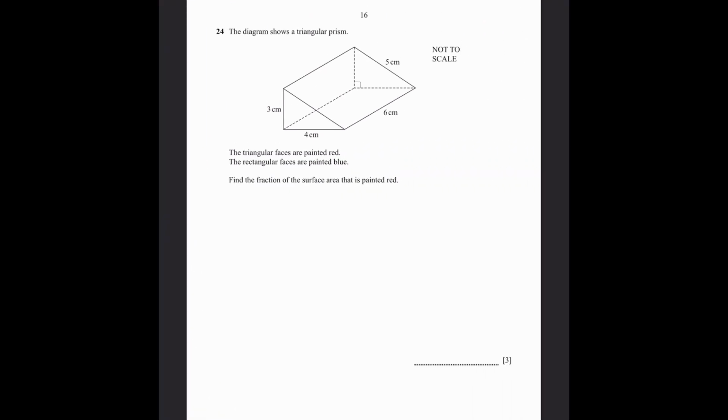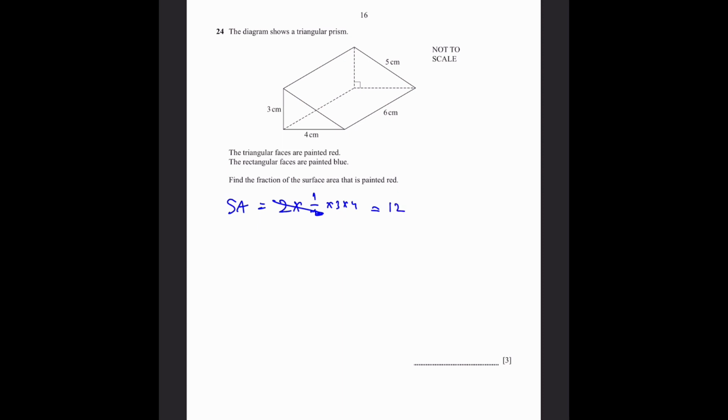Question 24. The diagram shows a triangular prism. The triangular faces are painted red. The rectangular faces are painted blue. Find the fraction of the surface area that's painted red. So first we find the surface area. That'll be 2 times this triangle's area, which is 3 by 4. So 2 times half times 3 times 4 because it's a triangle, and we'll cancel out, which is equal to 12.